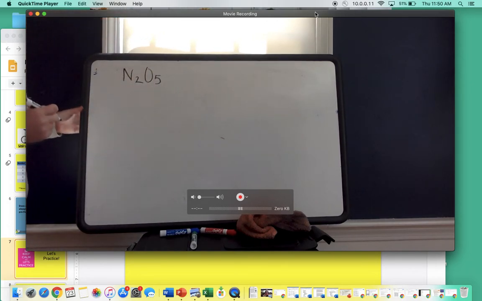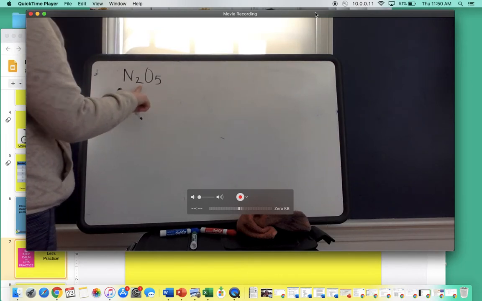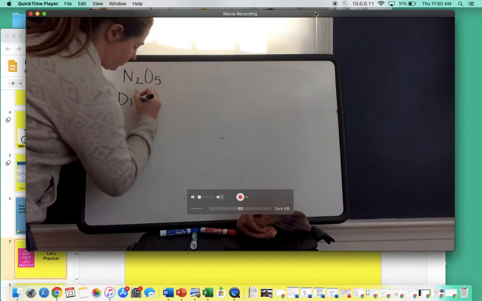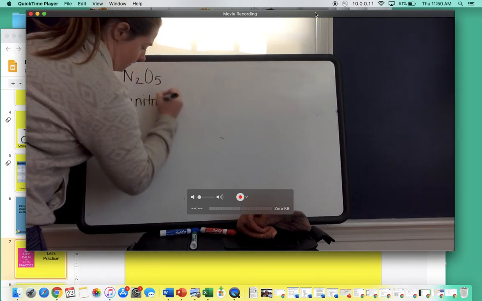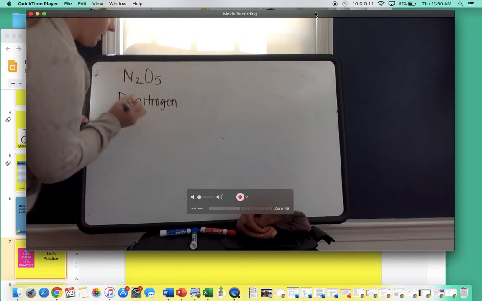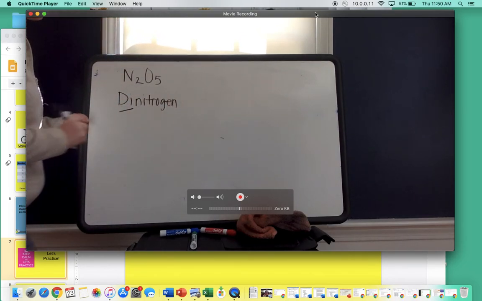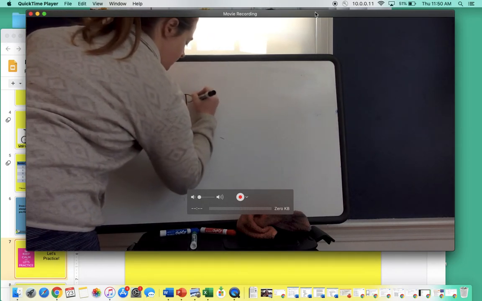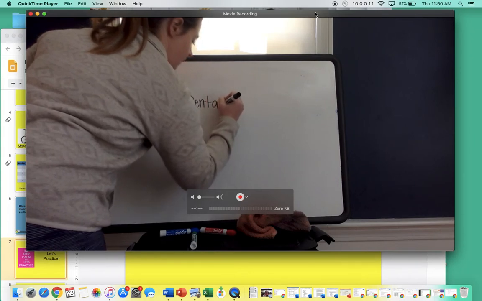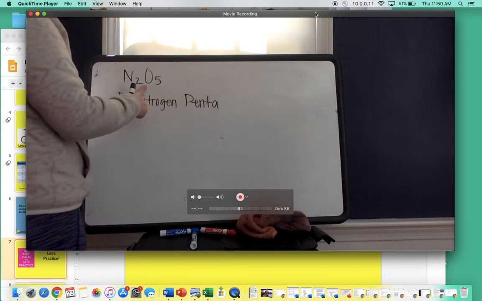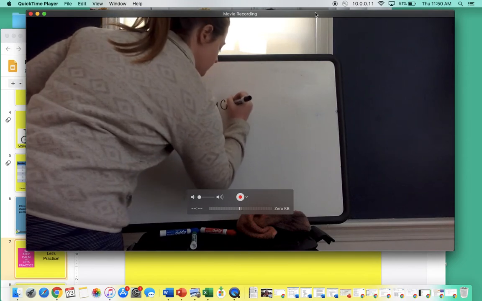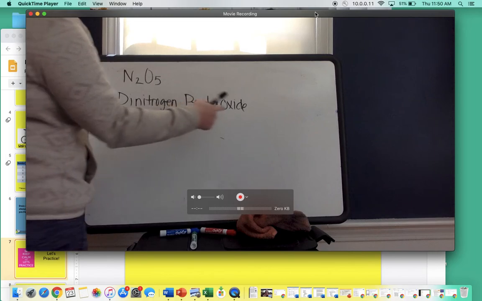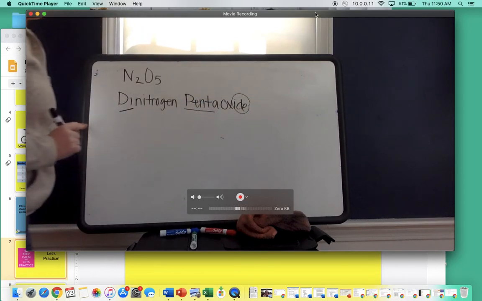Okay, so we're going to do N2O5. We know that 2 is di, N is nitrogen, so it's dinitrogen, and then we have O5. The prefix for 5 was penta, and O is oxygen, and oxygen becomes oxide, so it's pentaoxide. So we have our prefixes, and we change the ending to IDE.